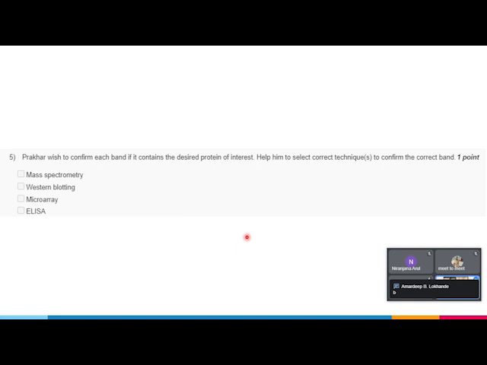Amardeep says B, Western blotting. So more than one option is correct. So B could be a correct answer, yes, but you can even choose more. So there can be more than one option that is correct. B and D, Western blotting and ELISA. Niranjana says it is mass spectrometry and blotting, that is A and B, and Amardeep says it is A, B, and D: mass spec, Western blotting, and ELISA. Okay. So anyone else that wants to try and answer this?